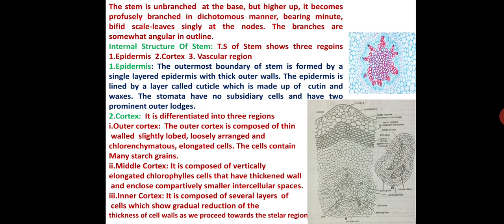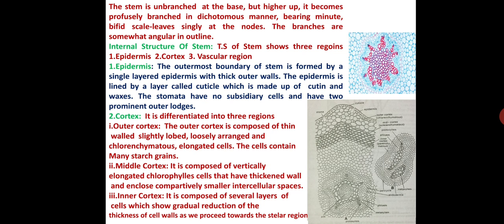Then we discuss the cortex. The cortex is differentiated into three important regions: outer cortex, middle cortex, and inner cortex. First, we discuss the outer cortex. Outer cortex is composed of thin-walled, slightly lobed, loosely arranged, and chlorenchymatous elongated cells. The cells contain many starch grains.